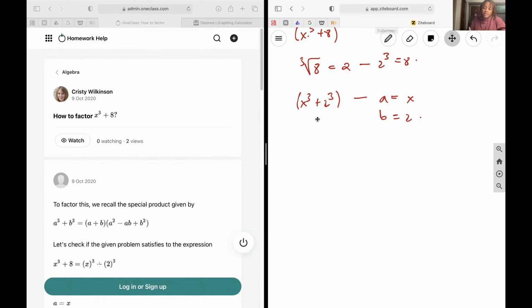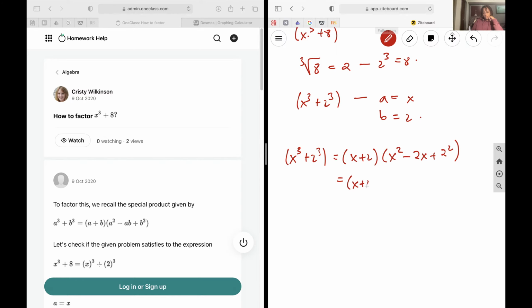So when we simplify it according to a sum of cubes, we have x cubed plus 2 cubed is equal to x plus 2, remember the same sign, and then x squared minus 2x. So the first one you do the opposite sign, and then plus b squared, so 2 squared. This will become x plus 2 into x squared minus 2x plus 4.